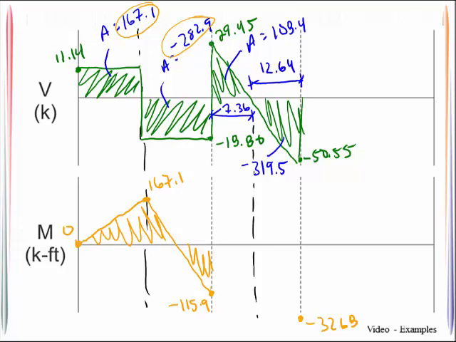So from 115.9, move up a total of 108.4. That'll give me a value up here that computes out to be negative 7.5. And then it's going to drop me back down to that 326.8. It'll give me a second order line because it was that distributed load. And so now we've got that portion of the moment diagram done.